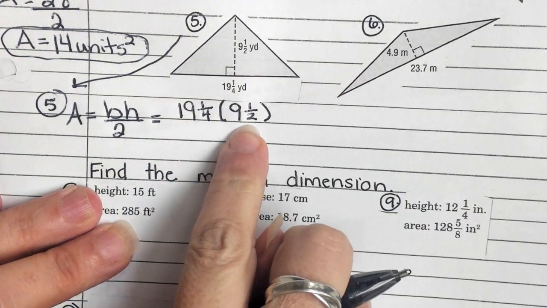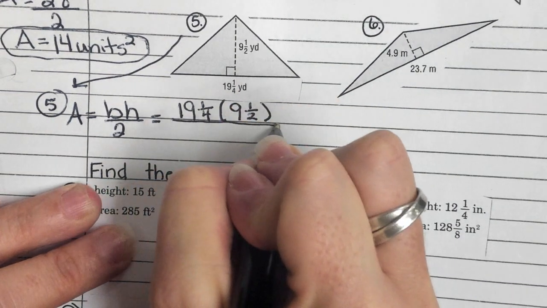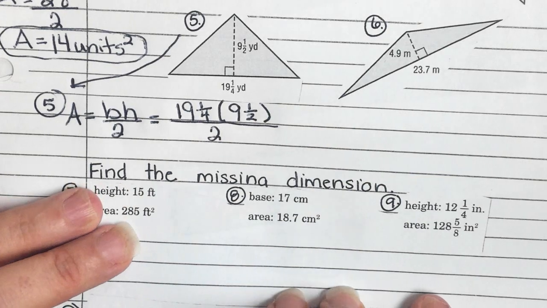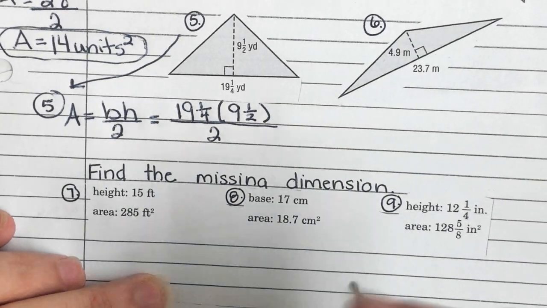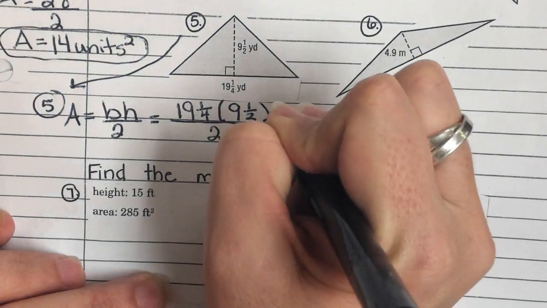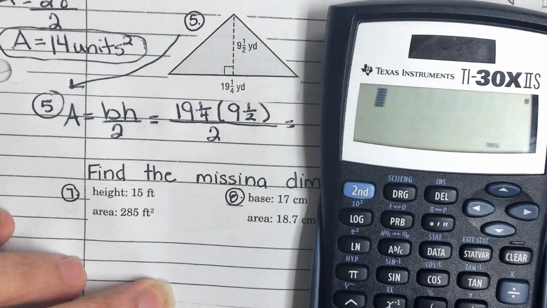Okay, don't forget to bring over that divided by 2. Don't forget it. Okay. Here we go. Only do one step. Handy dandy calculator.